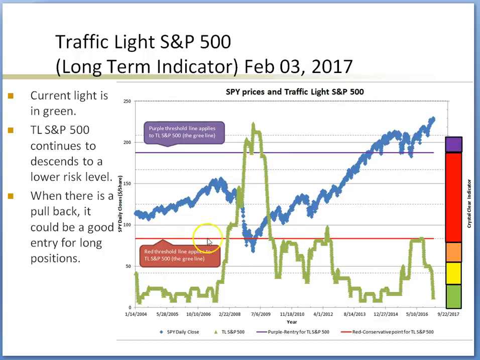The horizontal red and the purple, these two lines apply to traffic light, the green line. The red line is a long-term conservative line. Whenever the green line crosses over the red line successfully, it is better to take a long-term conservative position. The purple line is a long-term position indicator. When the green line crosses the purple line and crosses back down, it is usually a sign that you can take large long-term positions.